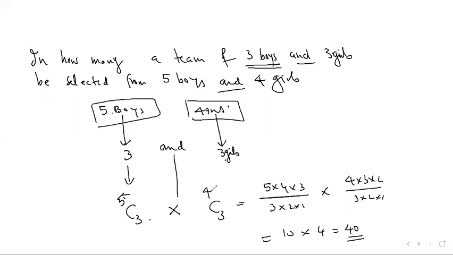Now note this. NC(N minus 1) and NC1 are the same. So 4C3 and 4C1 are the same. Both are 4 upon 1. Understood? NC(N minus 1) and NC1 are the same. Both are N. So you don't have to do that 4 into 3 into 2 into 1.